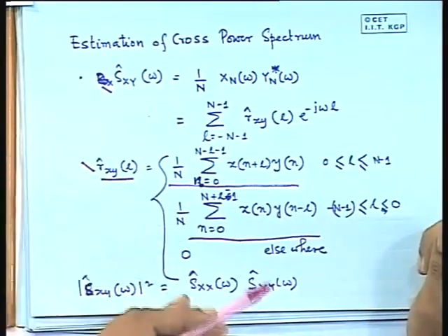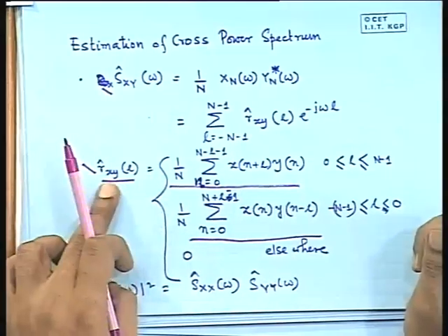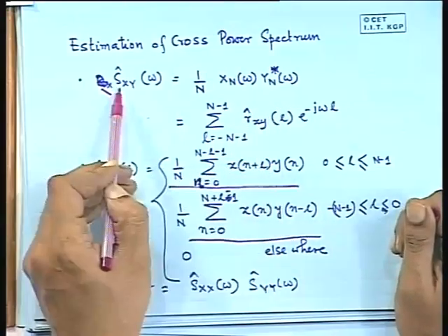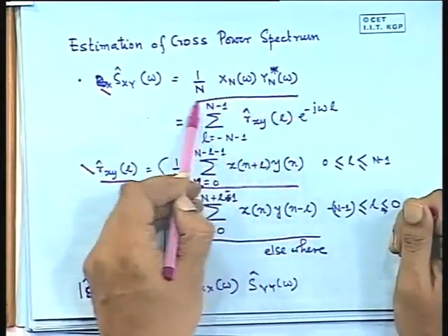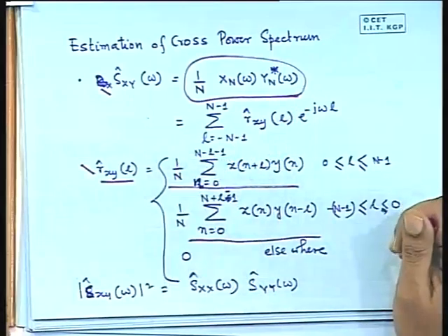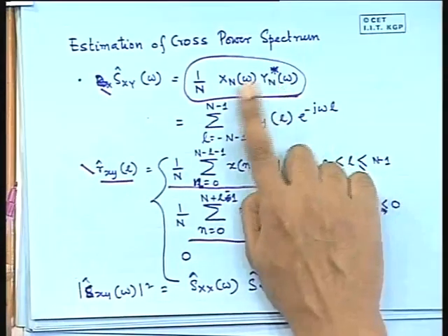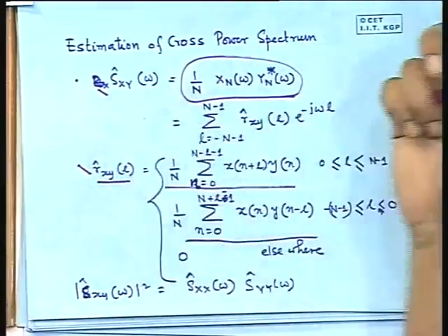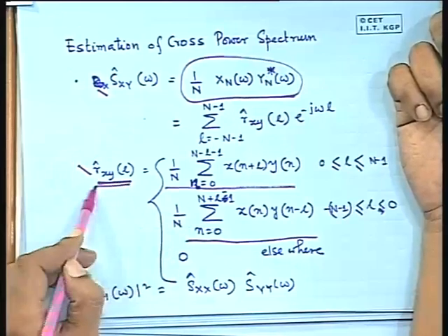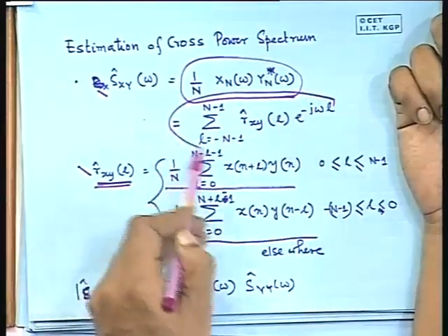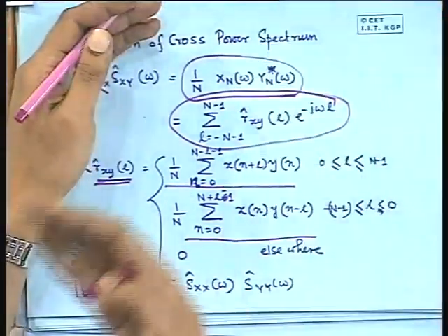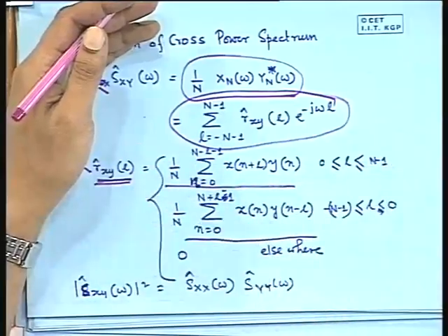Once you have this, for Sxy, there are two ways of calculating. One way is to directly calculate Xn omega by DFT, directly calculate Yn omega by DFT, and then multiply, and that gives you the realization of Sxy omega. That is the direct way. Another way is to compute Rxy l and then use this formula to calculate Sxy omega. That is also another way, just like the previous case. So you can either calculate through the correlation, or through the direct DFT of the signals.